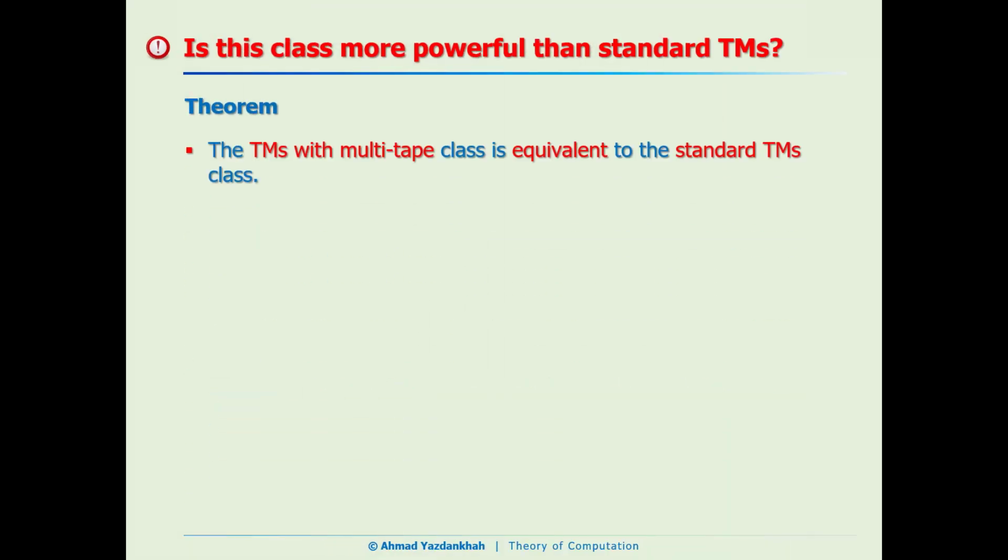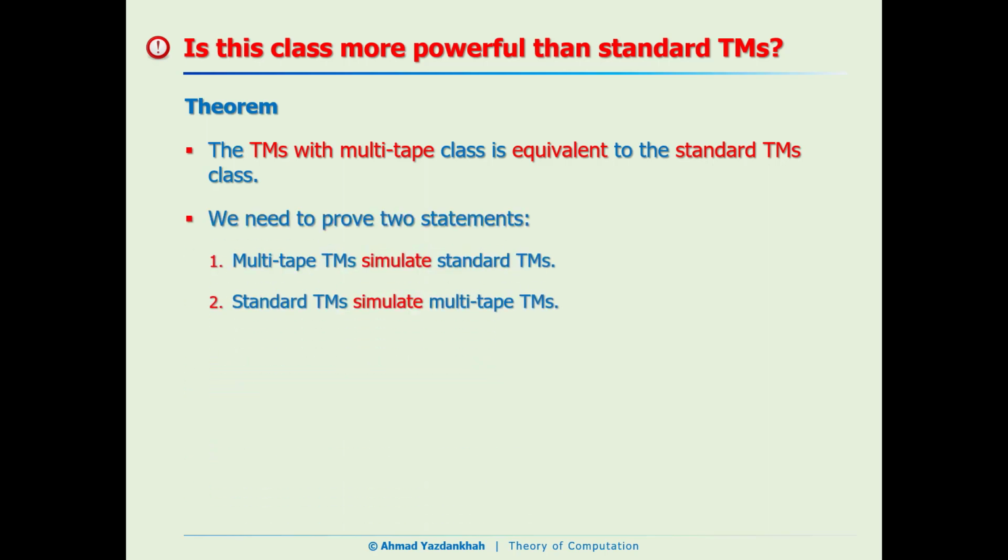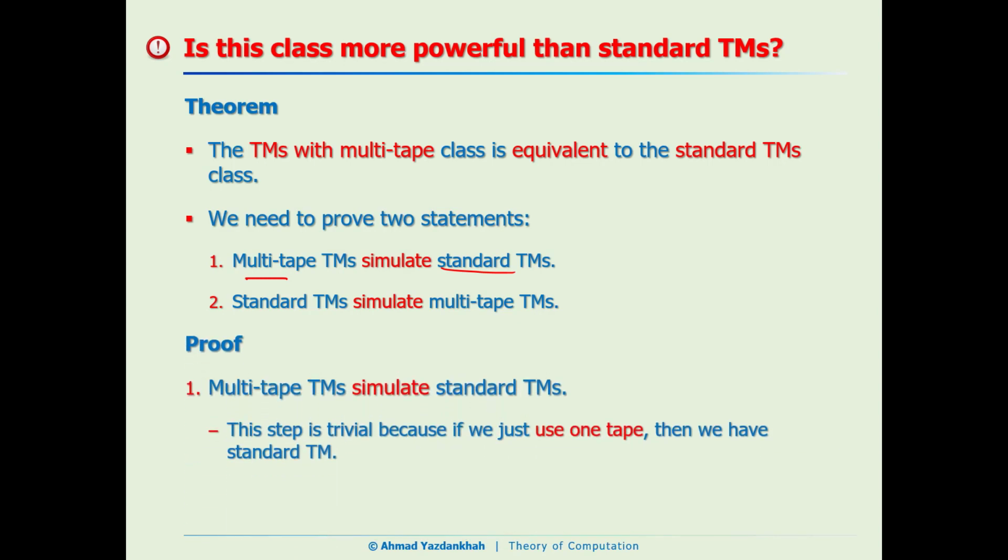Okay, the next question is: is this class more powerful than the standard Turing machines? No, this theorem shows that they are equivalent, and we can simulate multiple tapes with the standard Turing machine and the other way around. The first direction is always a trivial proof, because a multi-tape Turing machine can simulate a standard Turing machine. Of course it can. We just use only one tape and don't touch the second or more tapes at all. So it will be equivalent to a standard Turing machine.